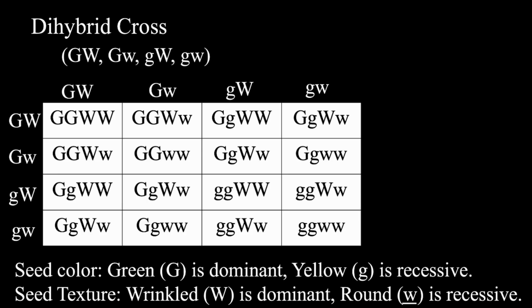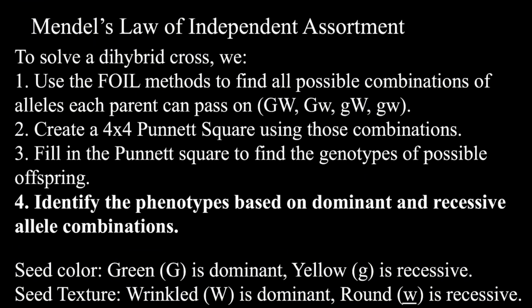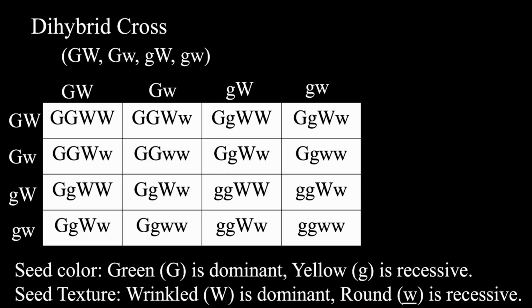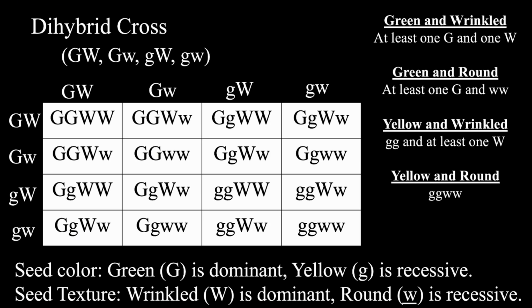Each genotype gives us a phenotype. For example, heterozygous G's and W's means green and wrinkled. We use dominant traits to decide the outcomes. The next step is to identify the phenotypes based on the dominant and recessive allele combinations. Now that the Punnett square is complete, we can label each box by phenotype based on the alleles. For example, any genotype with at least one dominant G and one dominant W will result in green and wrinkled seeds. Out of the 16 boxes, 9 show green and wrinkled phenotype. These have at least one dominant G and one dominant W.